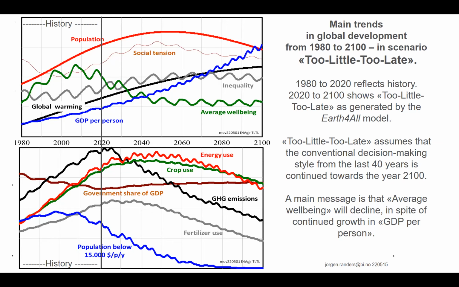I've spoken about the energy use that peaks in red, the crop use that peaks in green, the government share of the GDP that rises a little bit because they start to spend money on what is necessary to save the world, and the fertilizer use going down because of the effort to reduce waste, to make the transition to less red meat and to introduce regenerative agriculture at a speed which is profitable, which is a low speed, but it helps.